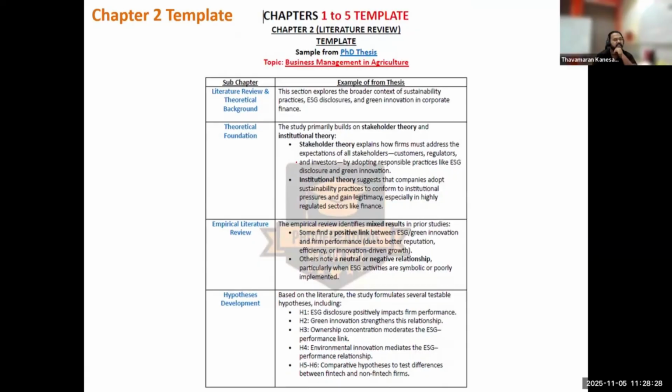Then Chapter 2, you can see the initial part itself, they connect back to the problem statement. ESG disclosure, green innovation, they connect back. It's always connected. All right. So you start with literature review background, then you got theoretical foundation, and you got the empirical literature review. So all of this in Dr. Naeem's thesis is already embedded together. They were doing it in the background. Okay.